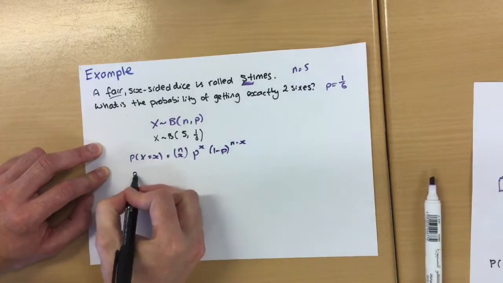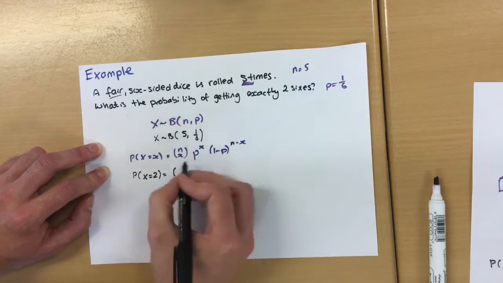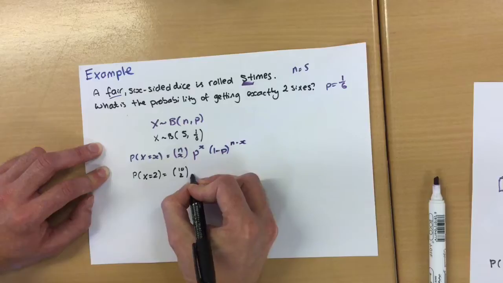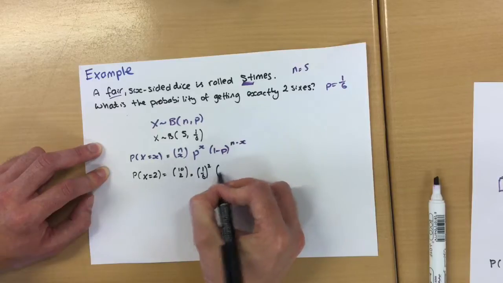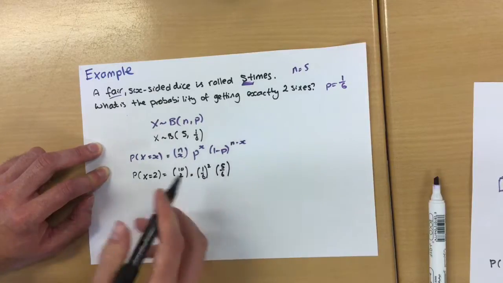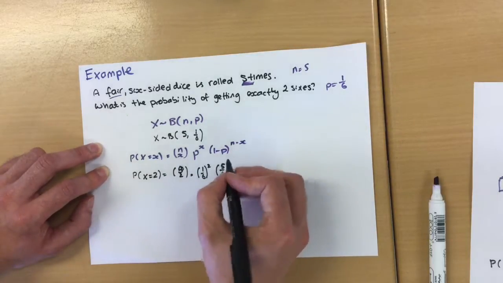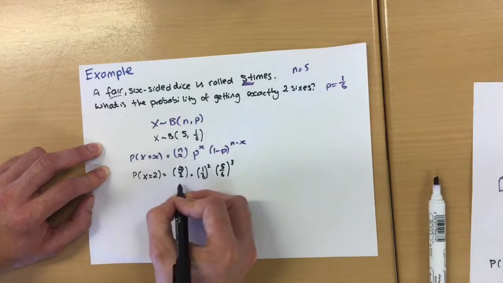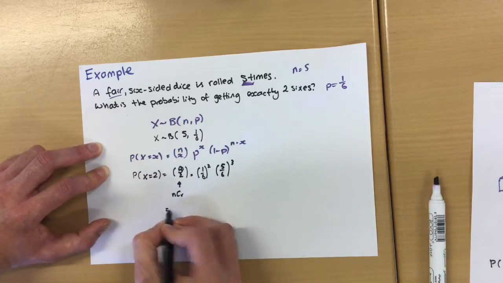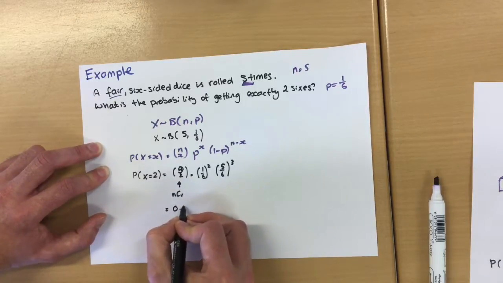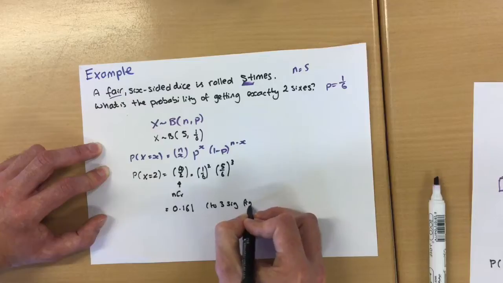So in this scenario, we're getting exactly 2 sixes, so it's going to be 5 choose 2. Chance of success is 1/6. I want 2 successes. Chance of a failure, therefore, is 5/6. And so out of 5 events, not 10, out of 5 events, I want 3 failures. And remember, in a calculator, this can be written using our nCr button. So you should get an answer of 0.161 to 3 significant figures.